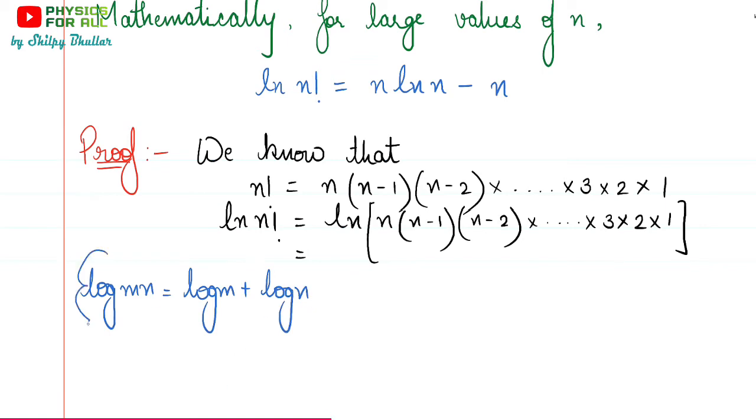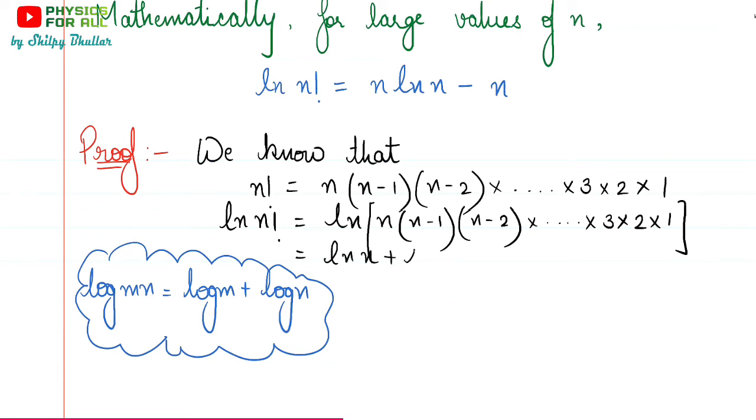We can use this thing here. If we use this, we need not write the ln of all this multiplied. We can simply write the addition form: ln n plus ln(n minus 1) plus ln(n minus 2), and then of course there will be plus, that would be ln 3 plus ln 2 plus ln 1. This is the thing, and we have used this formula here.